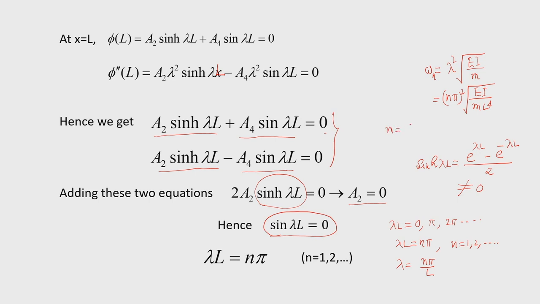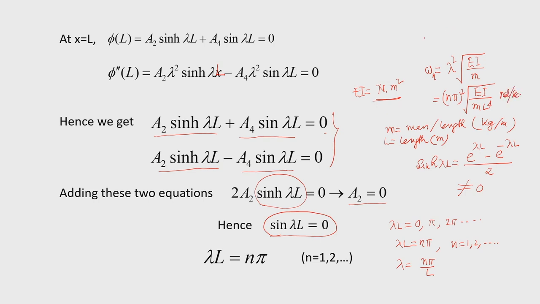M, the meaning of the symbol m is mass per unit length, and the unit is kg per meter. L is the length of the beam, unit will be meter. EI unit should be Newton meter square, because I is meter to the power 4 and E is Newton per meter square. So if you put the SI unit here, then the circular frequency will appear as radian per second.